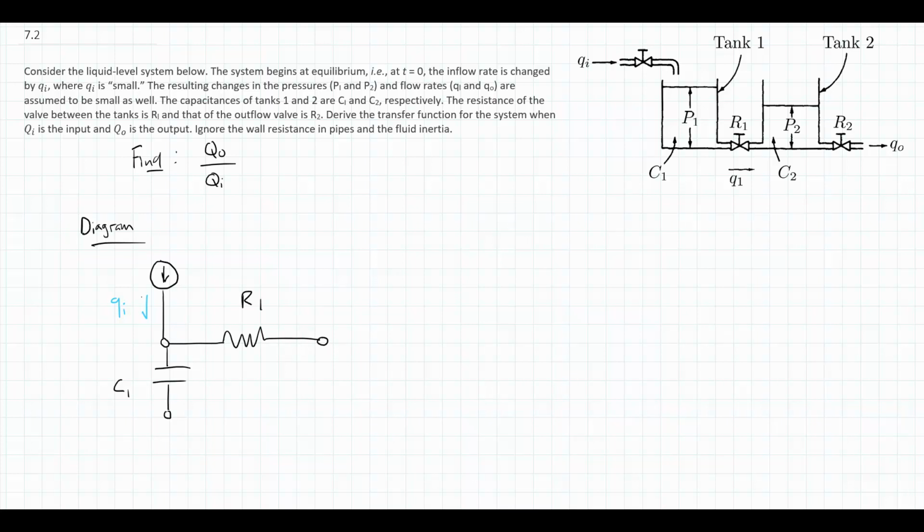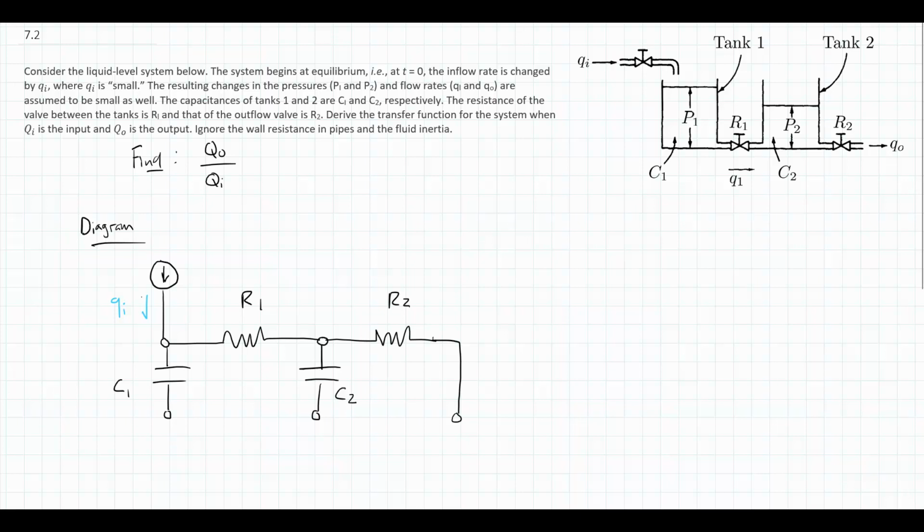Now, in tank 2, there are three things that can happen. One of them we've already accounted for: fluid can go between tank 1 and tank 2. Fluid can also go to filling tank 2, so it can go across this capacitor C2, and some of it can go through the valve, the R2 resistance valve, out into the environment. And that's going to have a flow of QO.